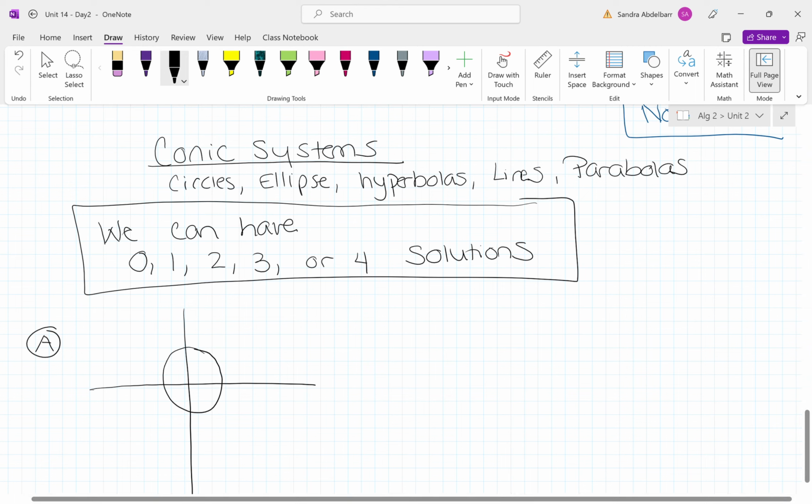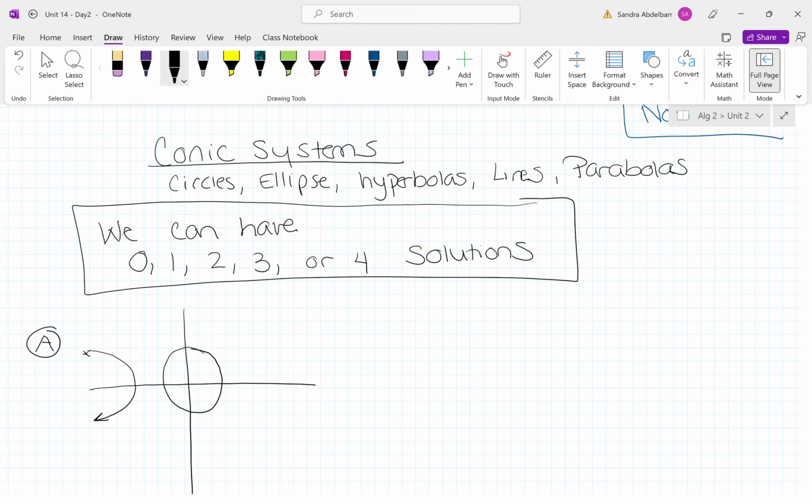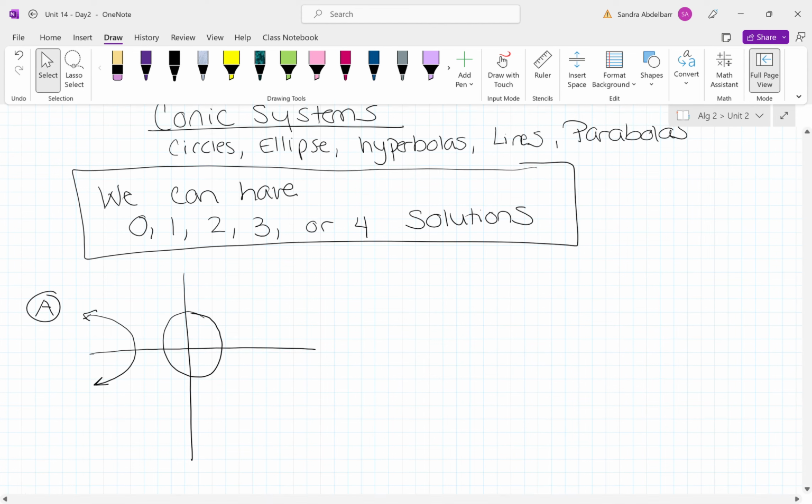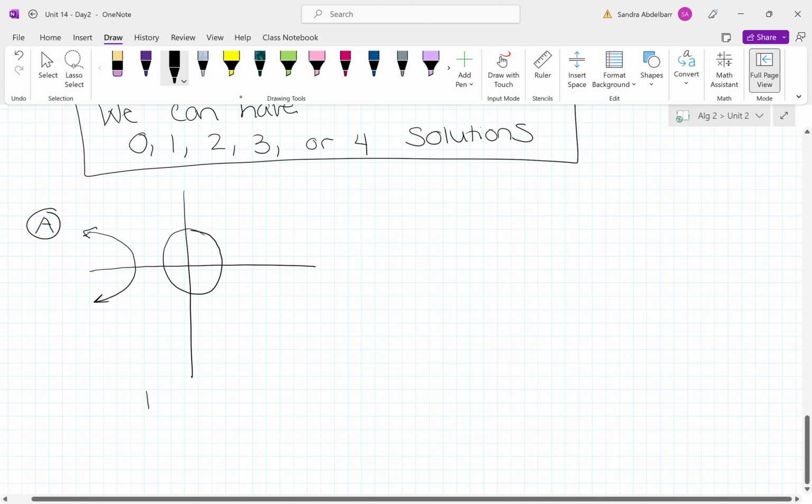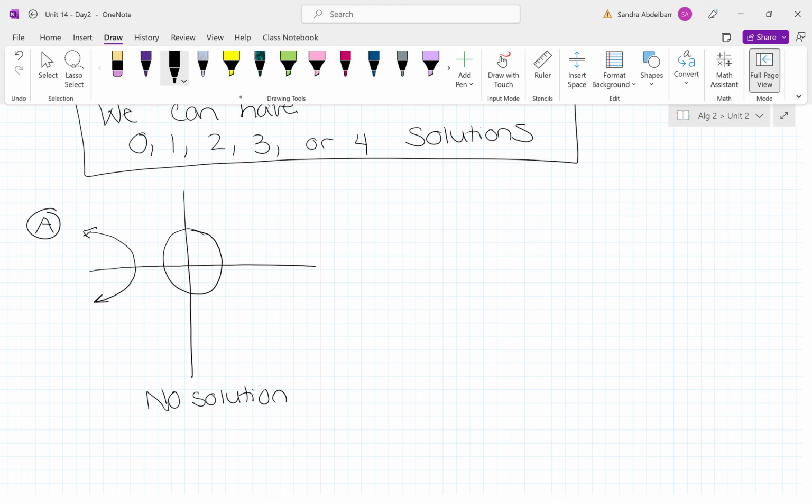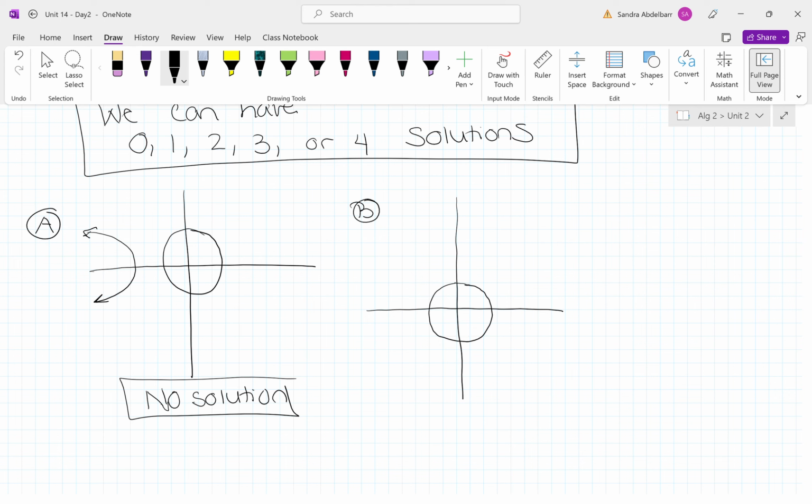So we can have 0 solutions, which is a no solution, 1, 2, 3, or 4 solutions. Let me show you examples. Okay, so let's say I have this, and I have that. Obviously, what would this be? A no solution. No points of intersection at all. What about this? 1 solution.